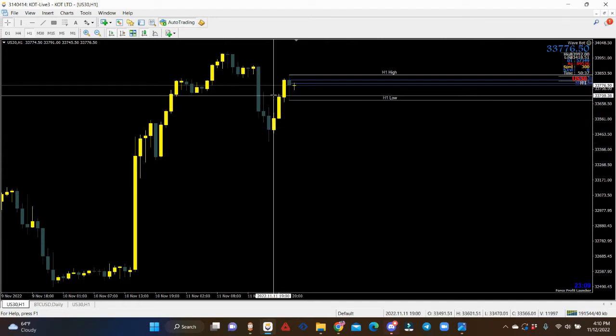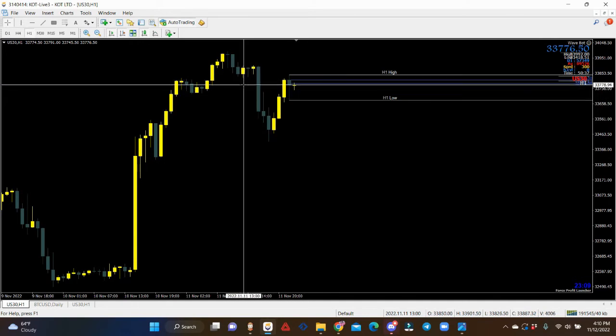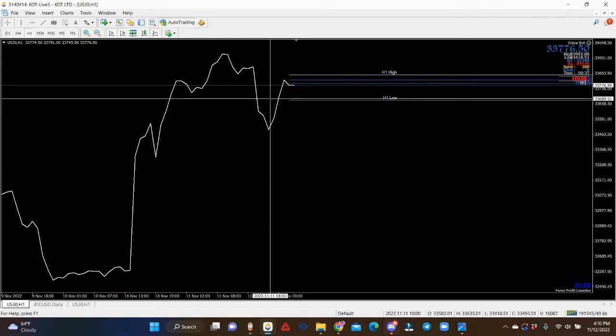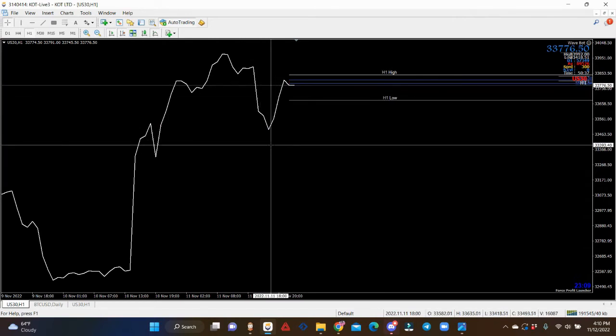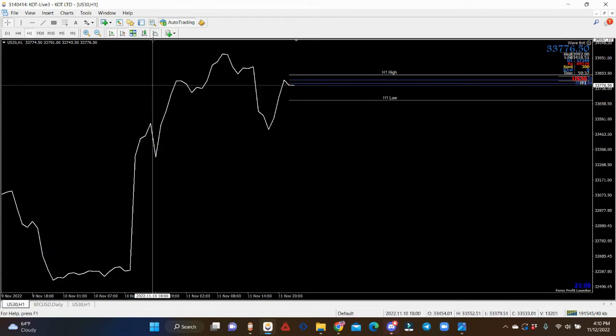Looking at your chart with candlesticks is just one way to look at your chart. Another way that you can look at your chart is by changing it to the line chart. If you've been on my lives before, which more than likely is why you've been here, you'll see that I like to toggle between the candlesticks and the line chart because the line chart sometimes helps you see the patterns a little bit more clearly.